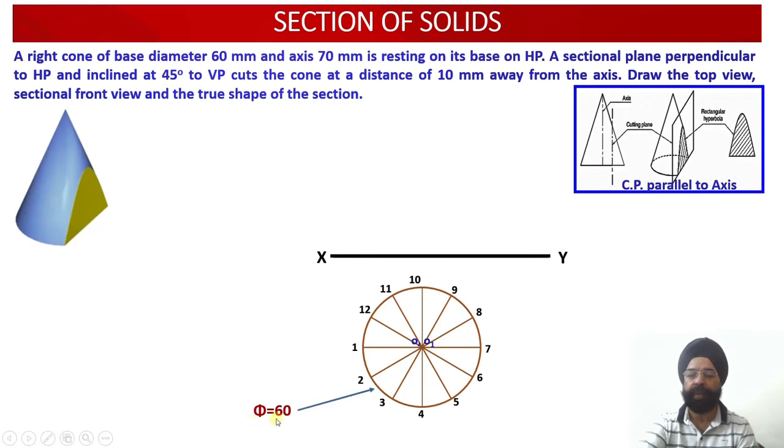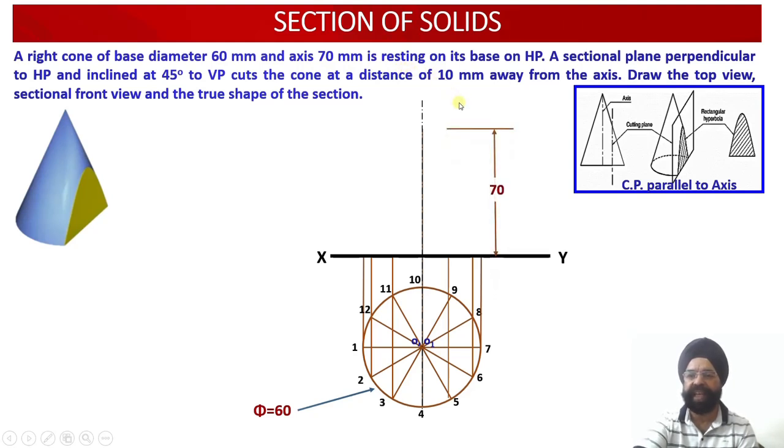So this is the phi, that is the diameter of the cone. Now once we draw this top view and divide it into 12 equal parts, we have been able to locate the axis of the cone. O point corresponds to the apex axis point, and O1 is the axis point at the base. Now the height of the cone is given to us as 70 millimeter, this is the axis height. So we locate this point O dash over here.